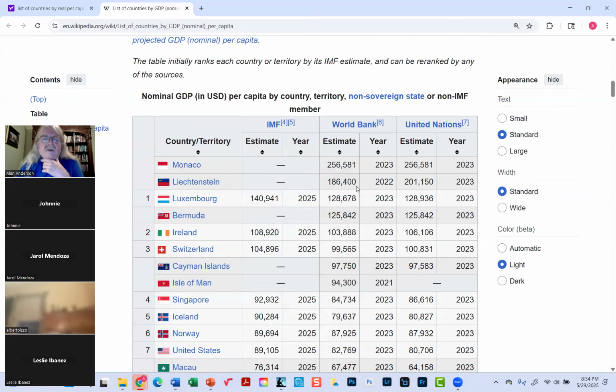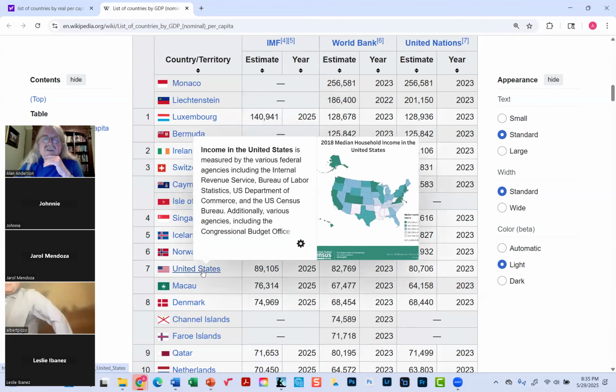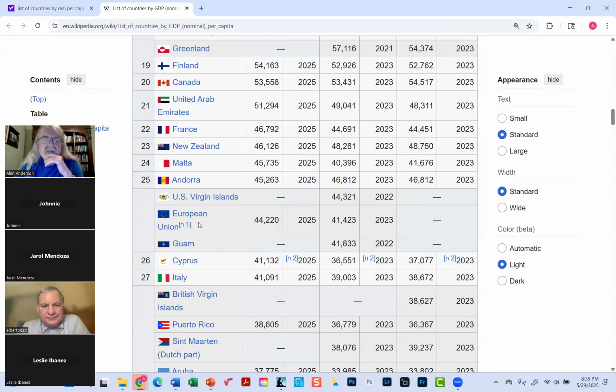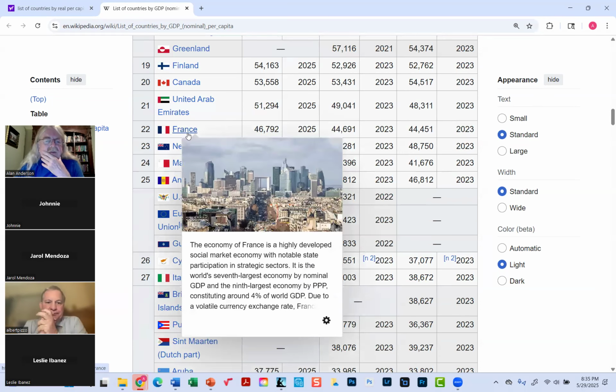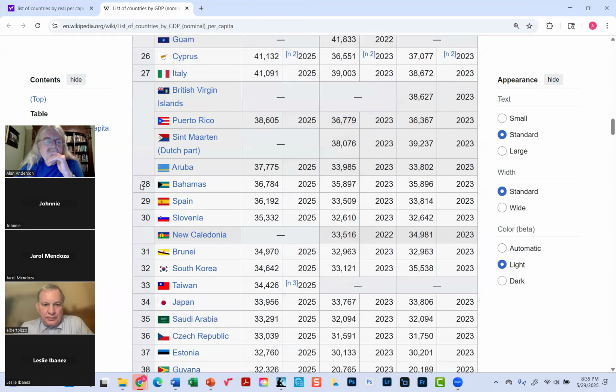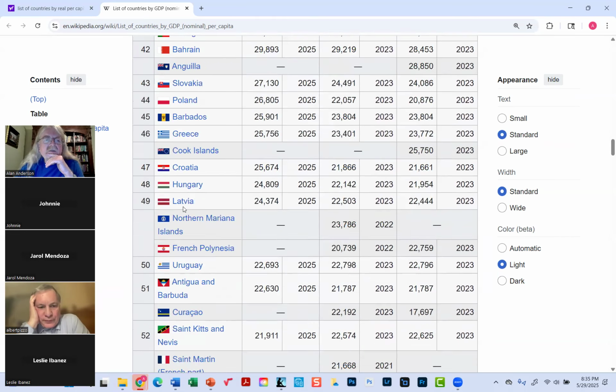And so because of that, you can see their per capita GDP is 186,400. Same thing with Luxembourg. Bermuda is one of those countries that has a very small population, and a lot of their revenue comes from tourism, but also insurance, as it turns out. And then we work our way down the list. The United States actually is only number 7 on this list. Let me scroll down. We can see, then we get down into this area. France is pretty far down the list. They're only at 22. Surprisingly enough, Italy is 27. Spain is at 29. So anyway, this is per capita.